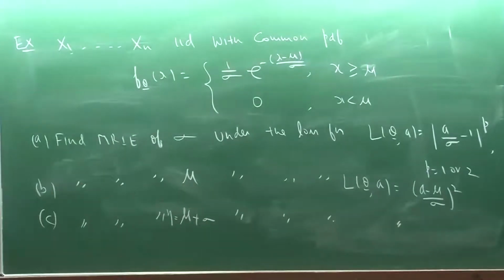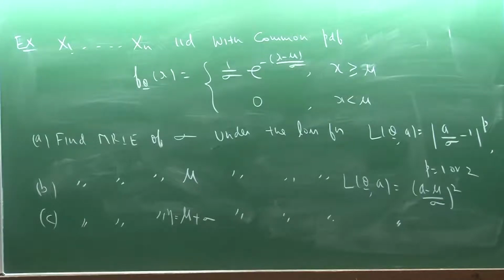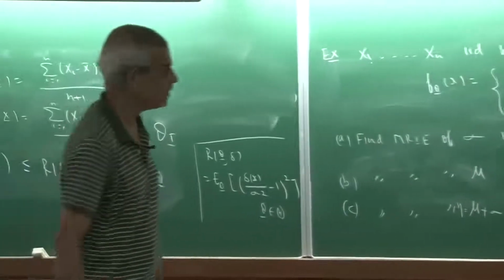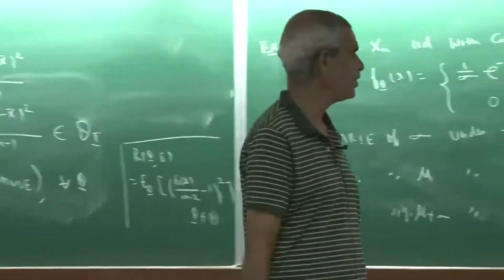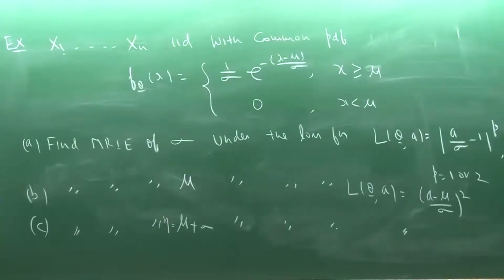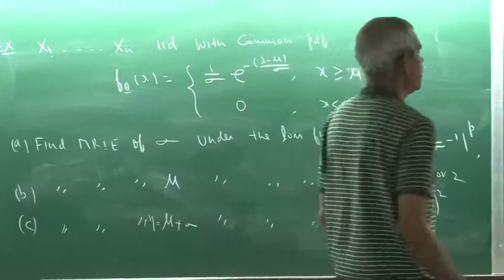So what you'll see is for part A and part B, we already have a theory. It is only part C where we have to develop a separate theory and see whether the invariance principle applies or not. So first note that my joint PDF should belong to the location scale family.